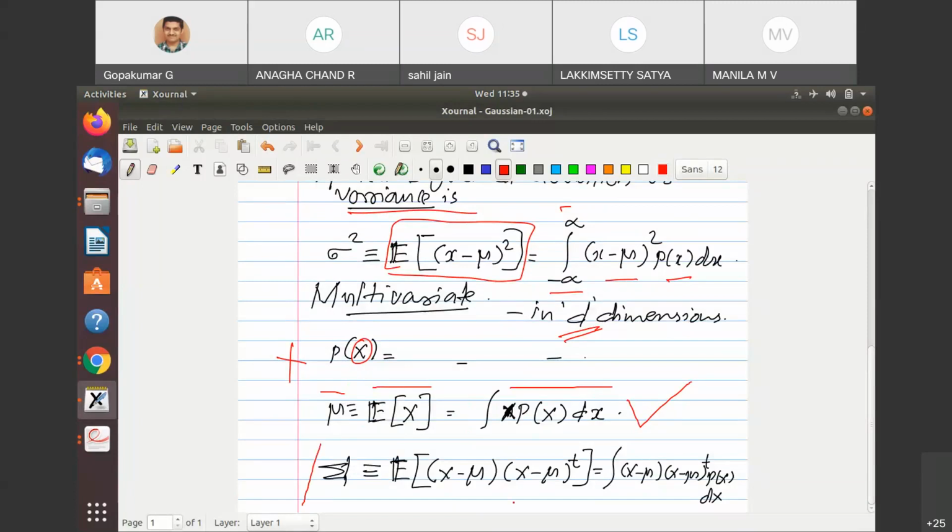So that is nothing but the expected value of (x minus mu) into (x minus mu) transpose. That is the difference in notation. That is nothing but (x minus mu)(x minus mu) transpose into p(x) dx over the entire feature space. So that is how we can define the average value and the covariance in the case of a d-dimensional, multivariate case. So that is one thing.